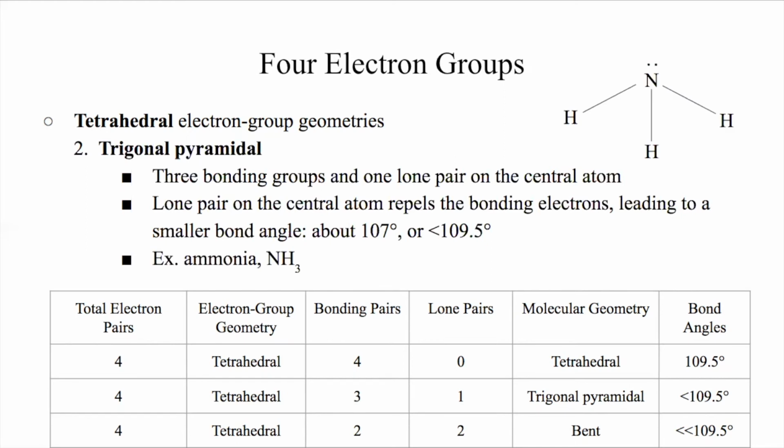One example of a trigonal pyramidal molecular geometry is ammonia, NH3. As you can see, the lone pair on that nitrogen atom is farther away from the bonding electrons.